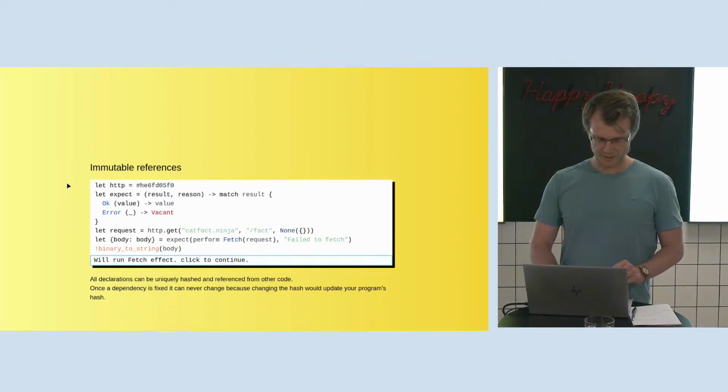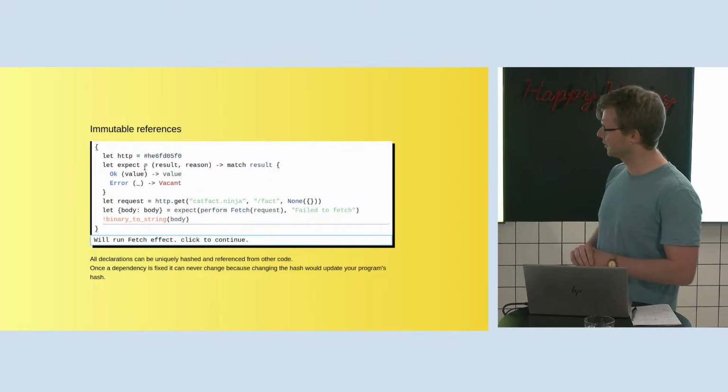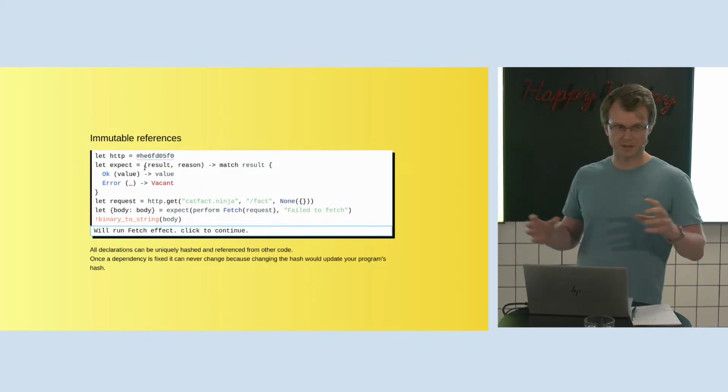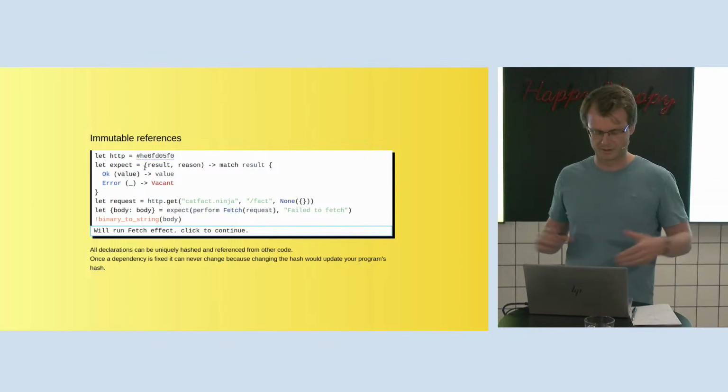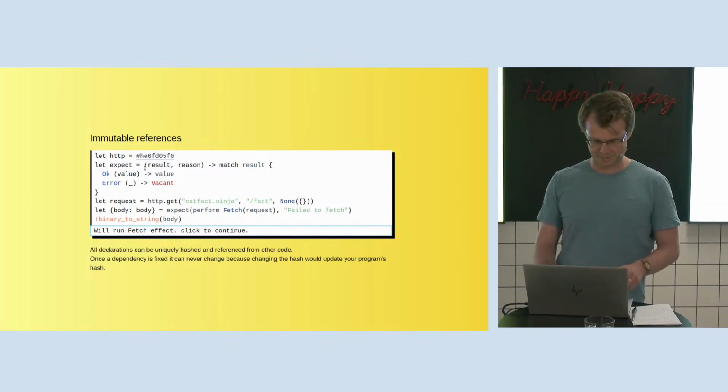And then the other thing we talked about, these immutable references. So here we go. Here's another program. This library here, this hash, references some code that's available in the cloud or on my local disk. And it has an HTTP library in it.